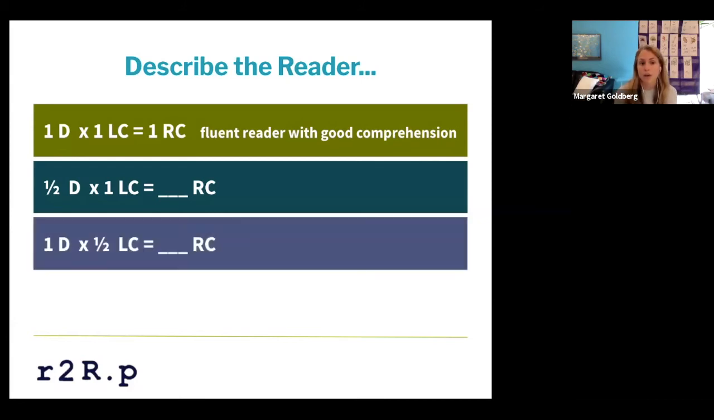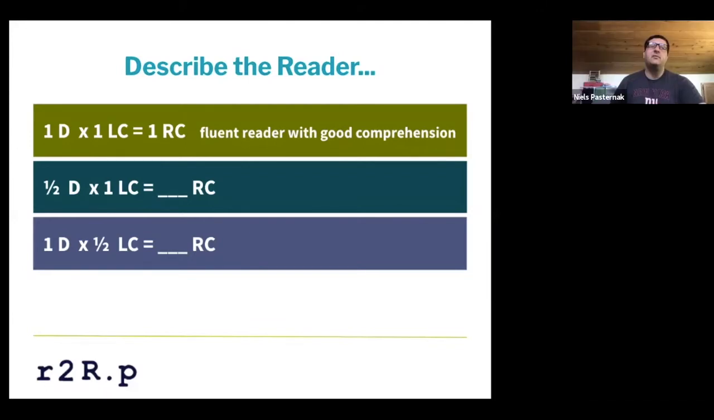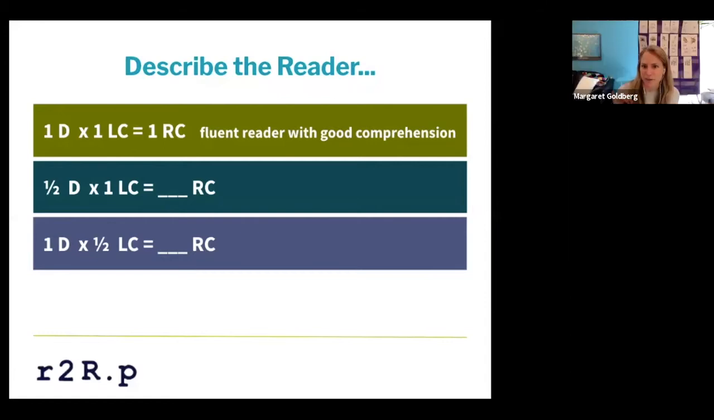Now, here's the formulas going the other way. If a child has all the decoding skills that they need, but half of the language comprehension, what's the result for reading comprehension? 1 times 1/2 is? Still 1/2. Totally, but this 1/2 looks different or sounds different. What are some things that we notice?